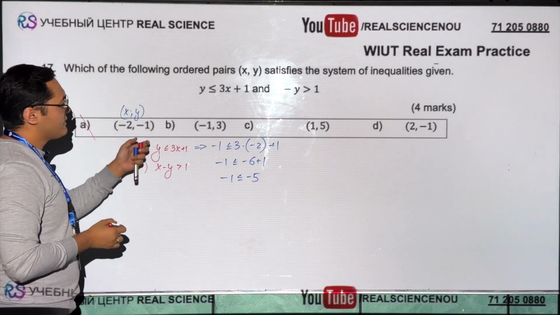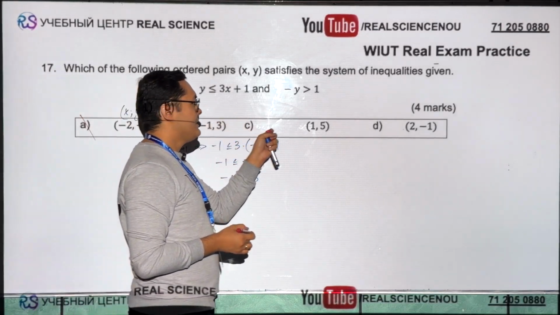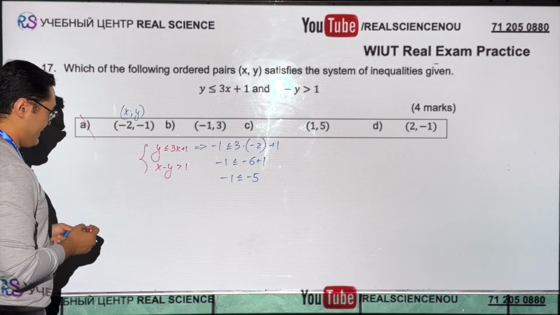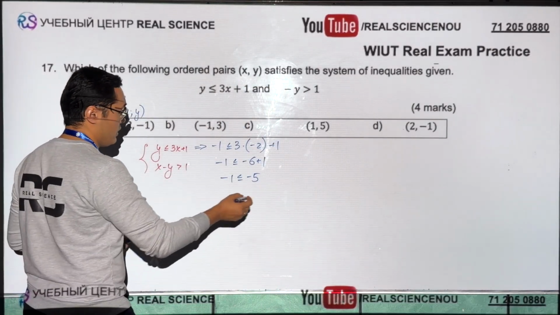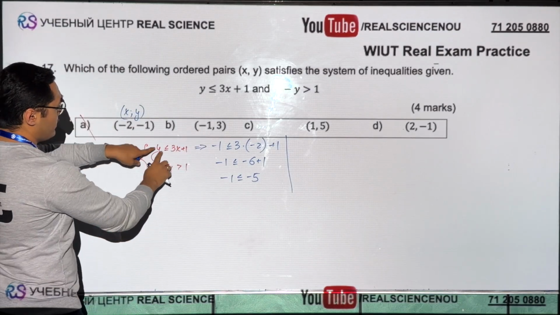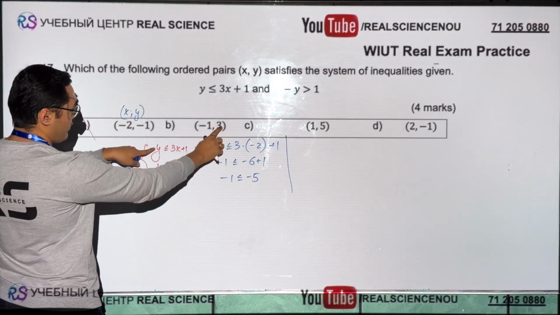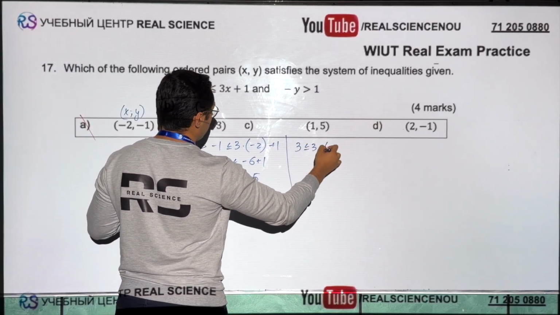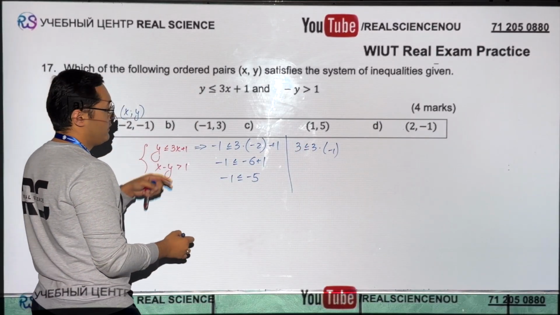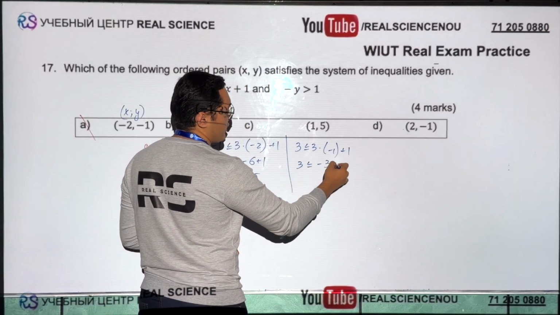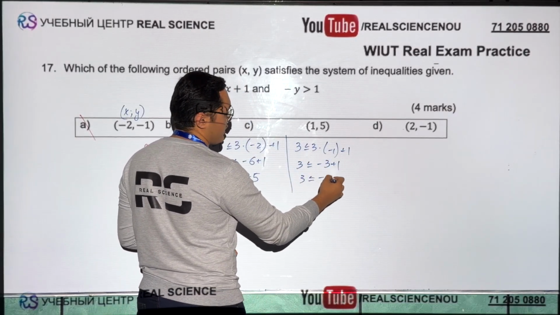Okay? You can basically check B, C, and D in the same way and find out which one is the answer. Okay, let's do that as well. Let's take minus 1 and put it here, and 3 here. That's going to give us 3 less or equal to 3 times minus 1 plus 1. That's going to give us 3 less or equal to minus 3 plus 1. 3 is less or equal to minus 2.